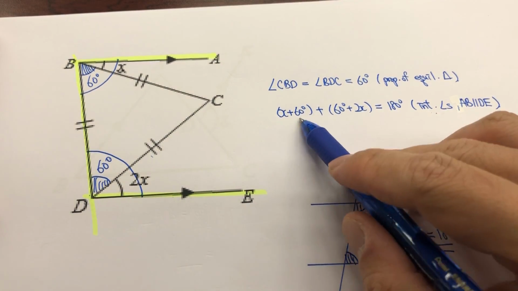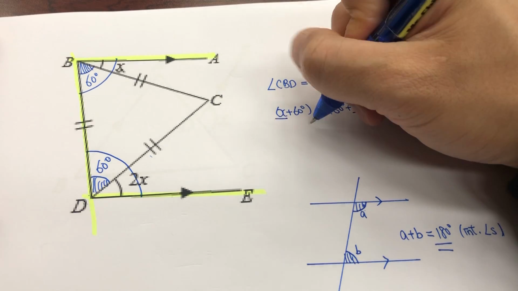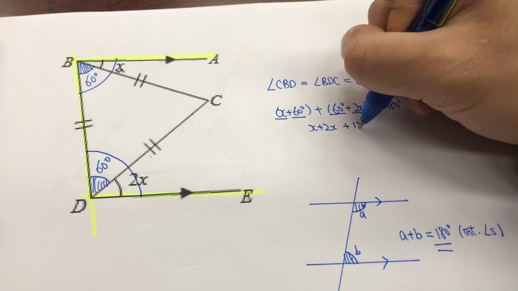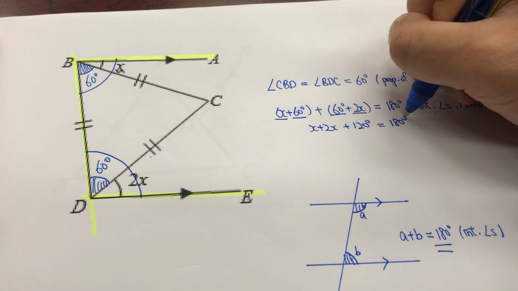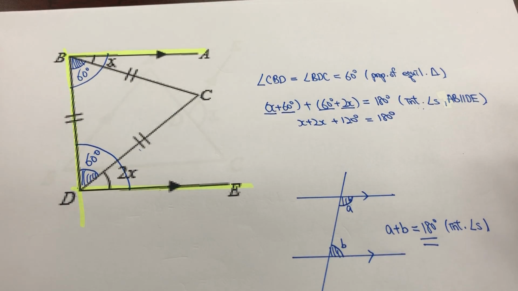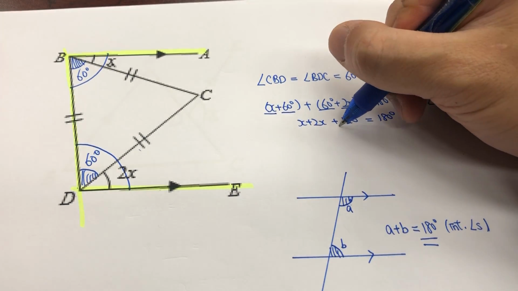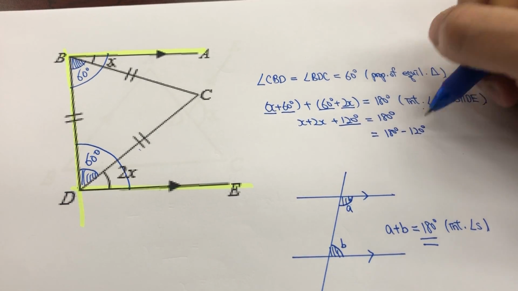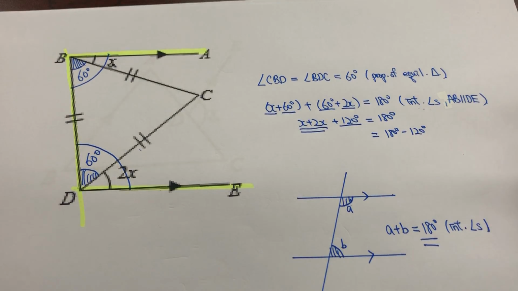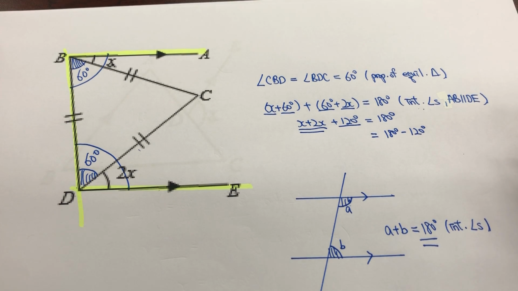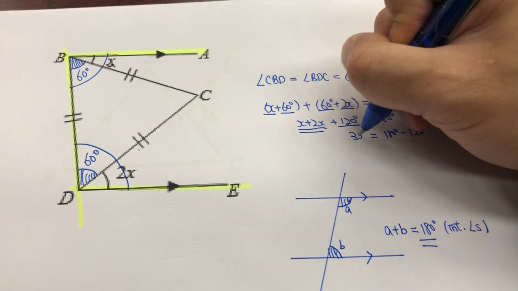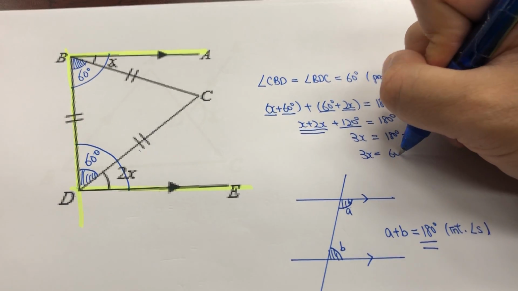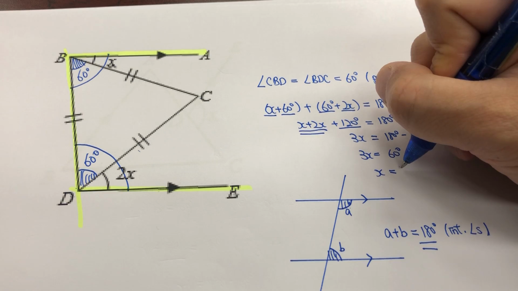So let's try to simplify. We have x plus 2x, and 60 plus 60, which is 120, equal to 180. Let's combine the like terms. Positive 120, let's move it to the other side, becomes negative 120. And x plus 2x, can you combine them? x plus 2x becomes 3x. 3x equals 180 minus 120, which is 60. And that means x equals 20.